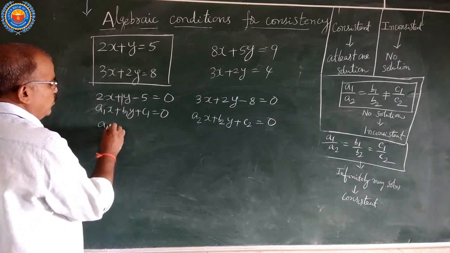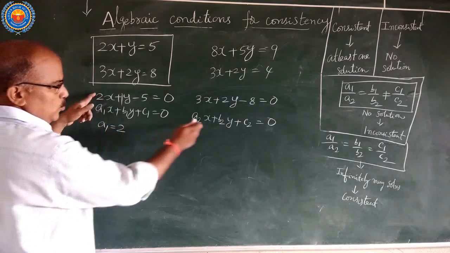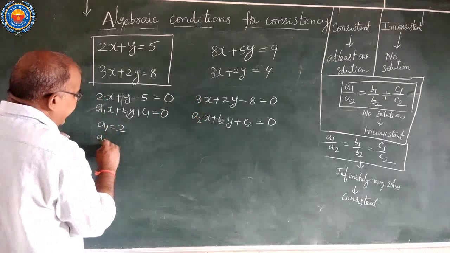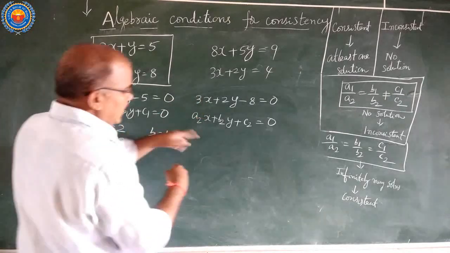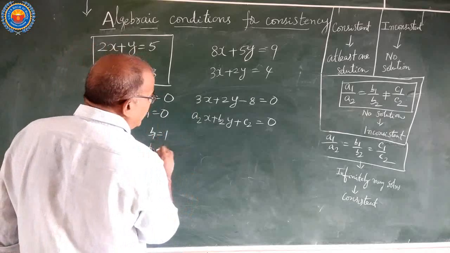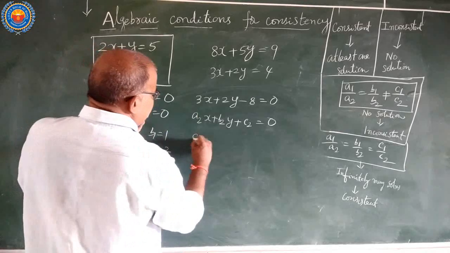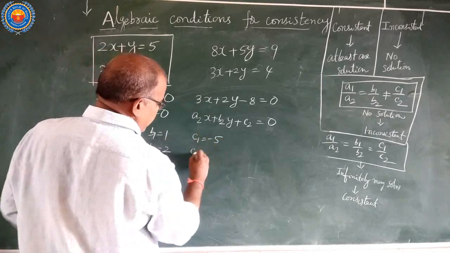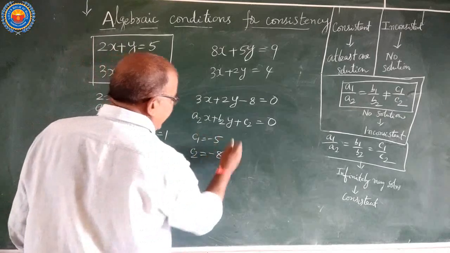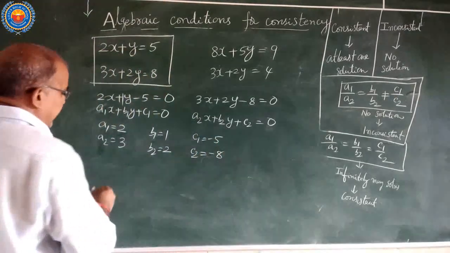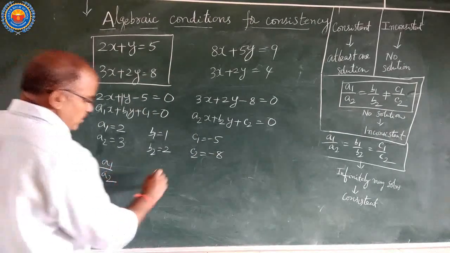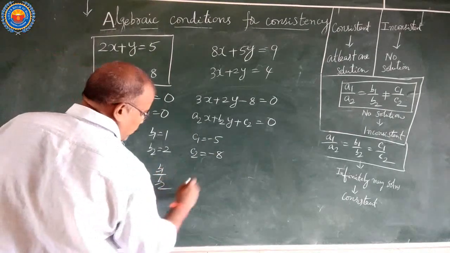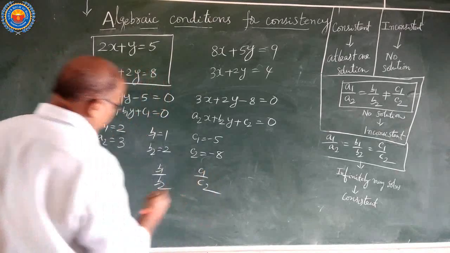Coming to here, a1 is equal to 2, a2 is equal to 3, b1 is equal to 1, b2 is equal to 2, c1 is equal to minus 5, c2 is equal to minus 8. Now a1 by a2, b1 by b2, c1 by c2 we find separately.